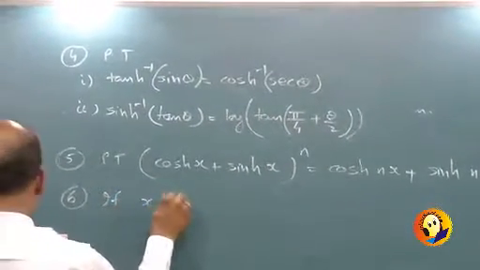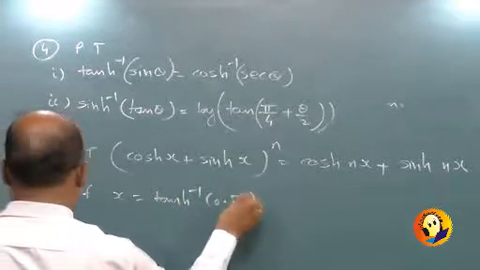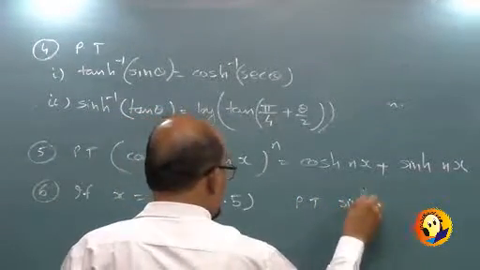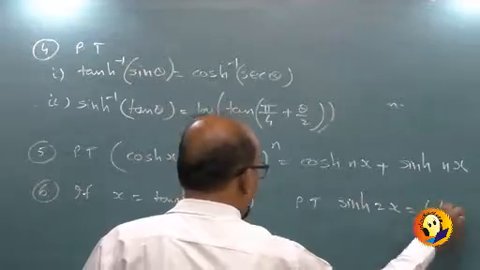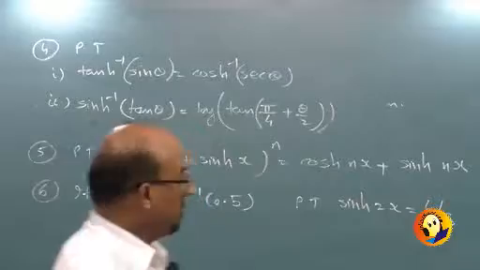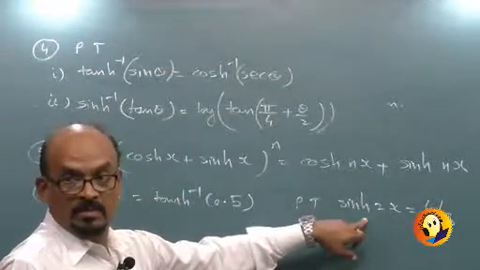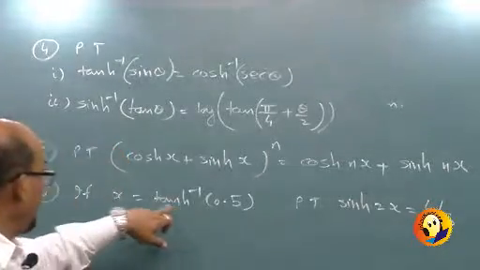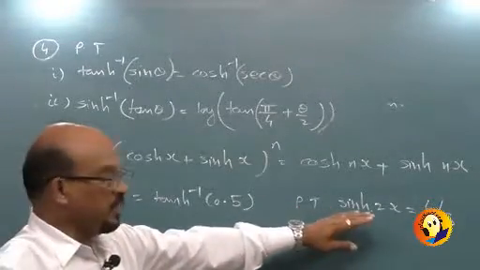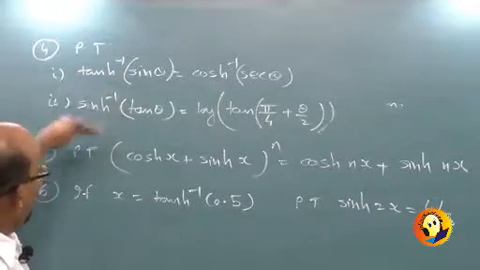If x is equal to tan inverse of 0.5, prove that sin 2x is 4 by 3. Again formula based. We have sin 2x in terms of tan, and tan x is 0.5. So substitute. It's like that only. Sin 2x in terms of tan. Use the formula. These, 1, 2 and 3, are formula based.